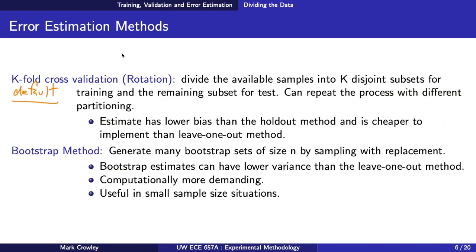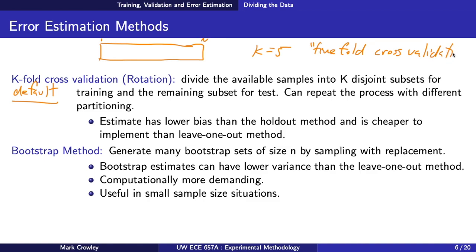Right, so why is that? How does that work? We have our data going from 1 to n, and we'll say that k equals 5. 5 is a good way to do this, and so we often call this five-fold cross-validation. The k, you just replace it with whatever the actual number is.